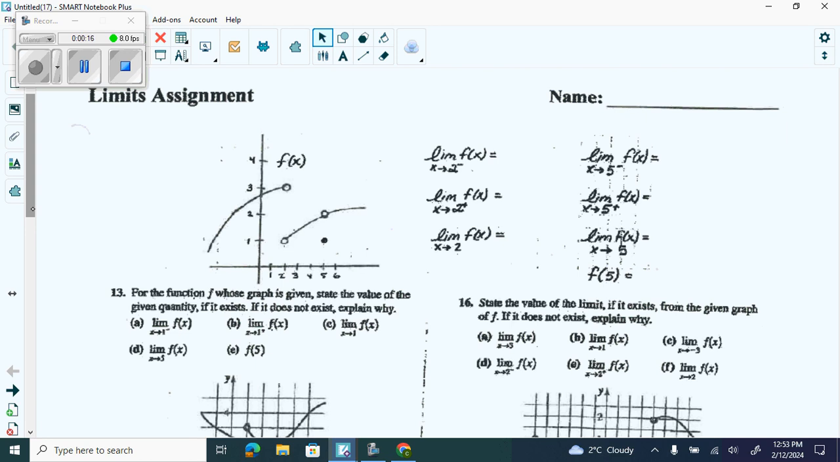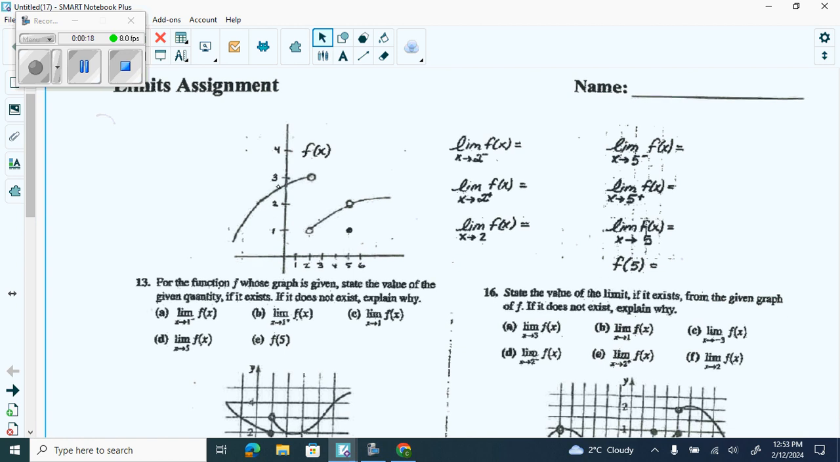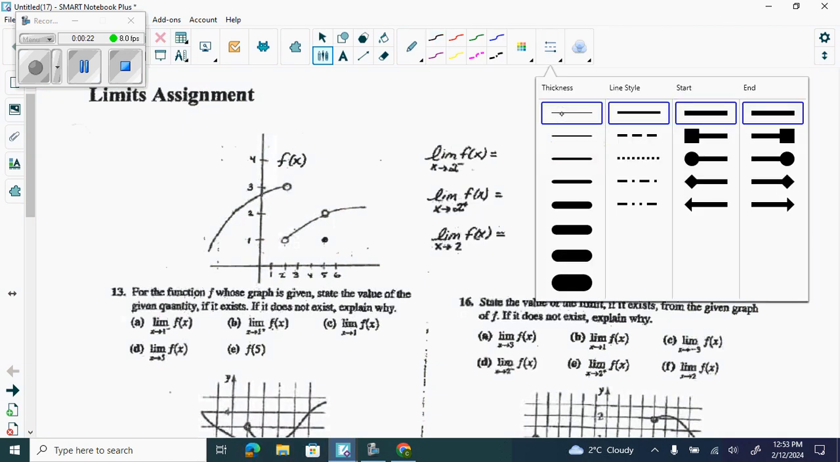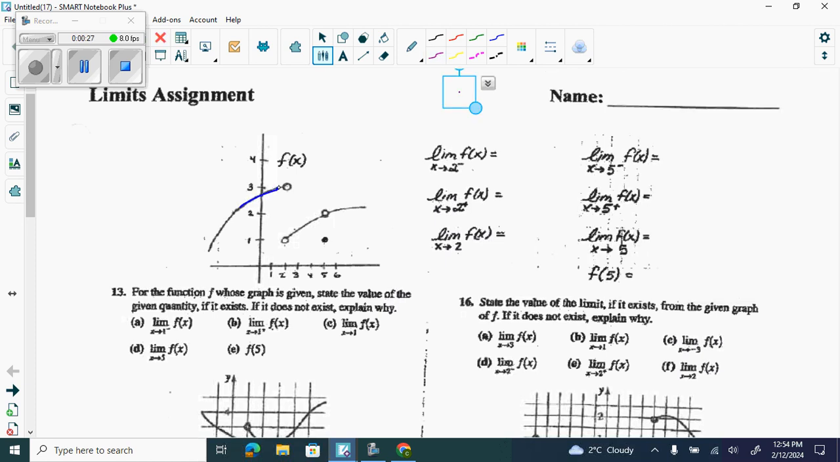2 negative means 2 from the left. As I approach 2 from the left, every day. I don't remember it. Every day. Like a bad remembering cat. Okay. From the left, what am I approaching? 3. From the right, what am I approaching?